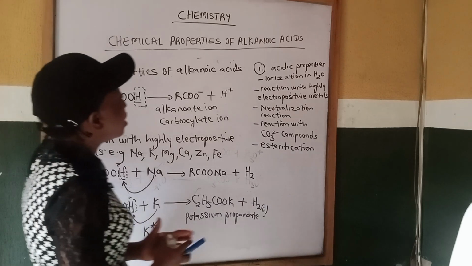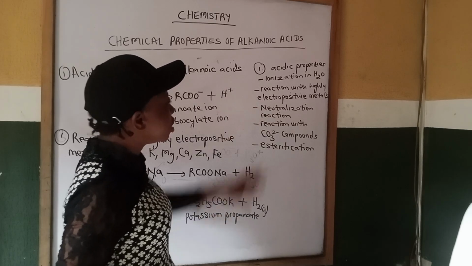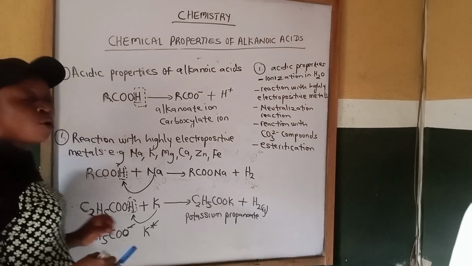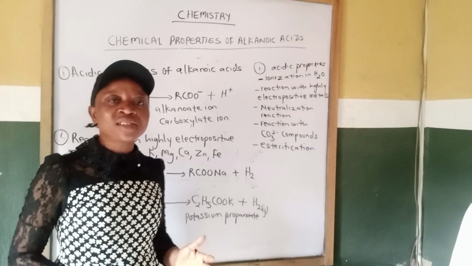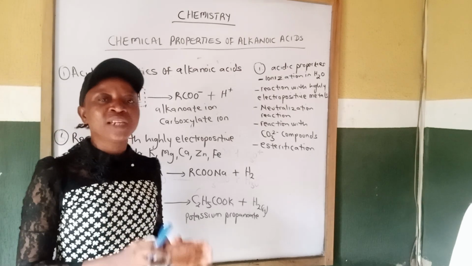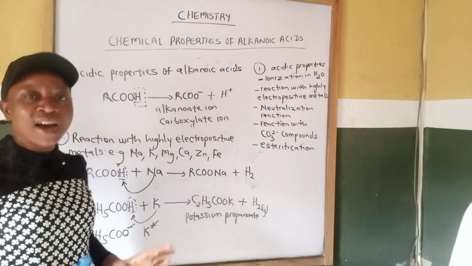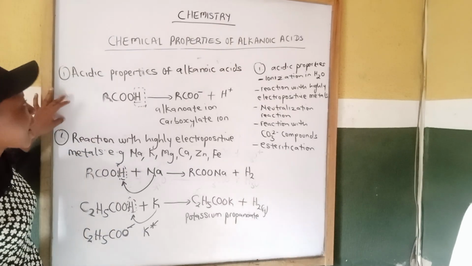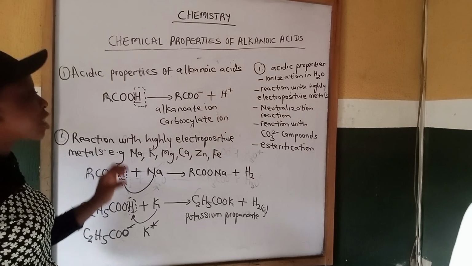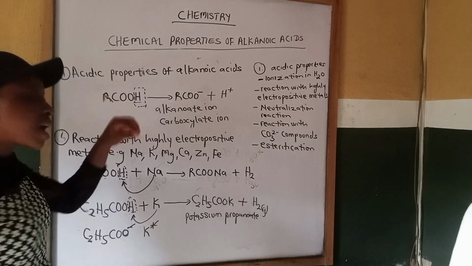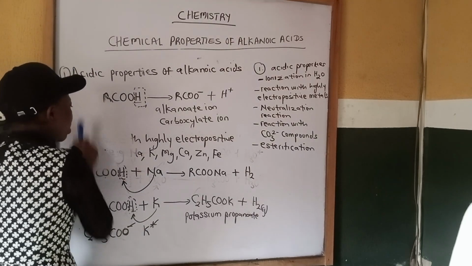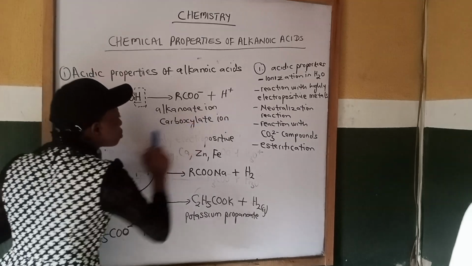So let's move to the third chemical reaction, which is known as neutralization reaction. Under inorganic chemistry, what is a neutralization reaction? A neutralization reaction is a chemical reaction between acid and base to form salt and water only. Alkanoic acid is an organic acid, so when an organic acid reacts with a base, your product form will be an organic salt. So let's look at the chemical reaction between alkanoic acid and base.